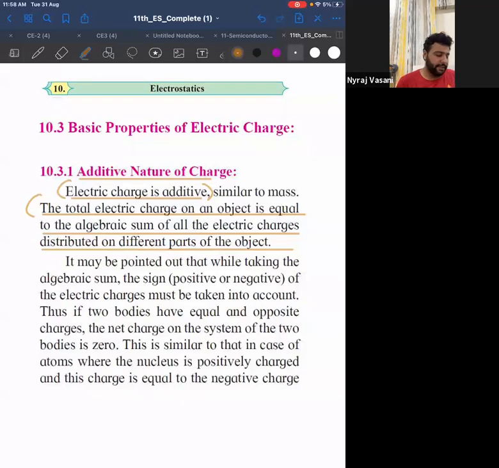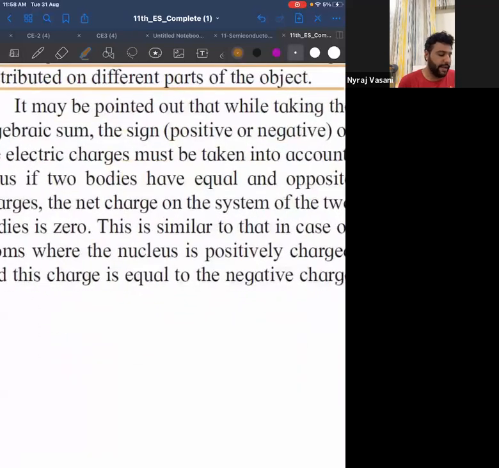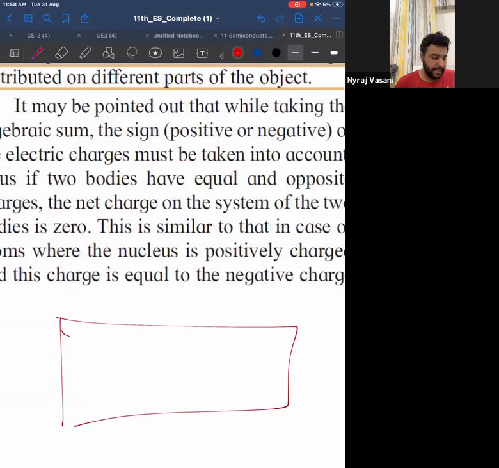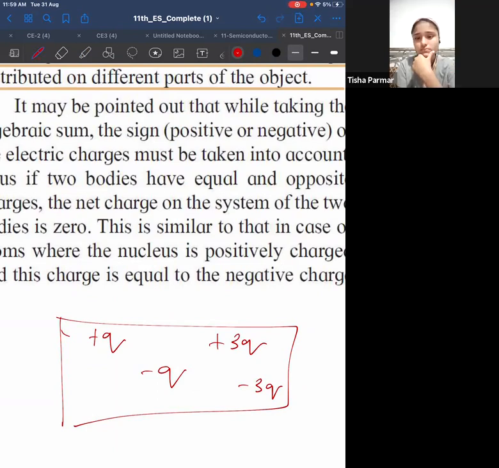That means, for example, please look at the screen. If I have an object, the charge is plus q, minus q, plus 3q, minus 3q. If I ask you what is the total charge of the system, or what is the total charge of the rectangle, then what will be the answer? Answer will be 0, correct?